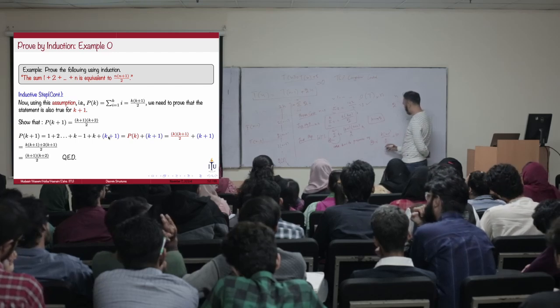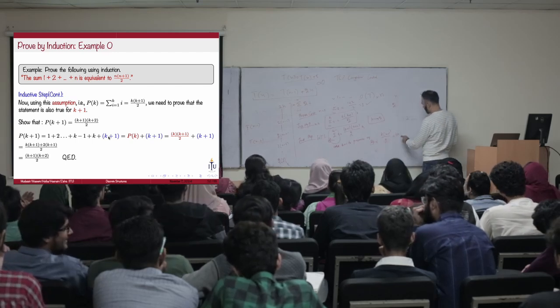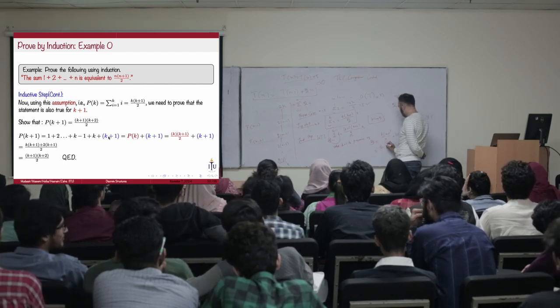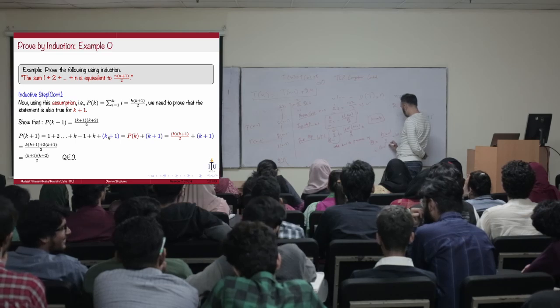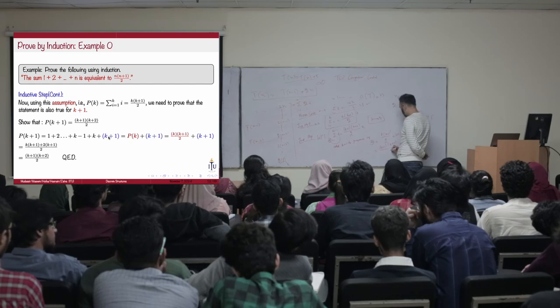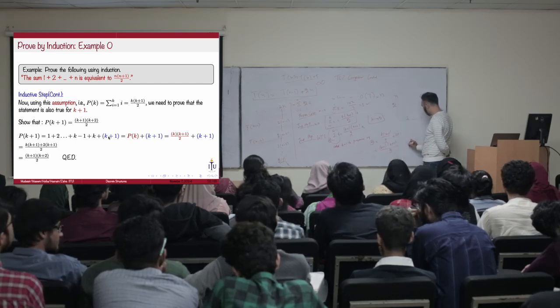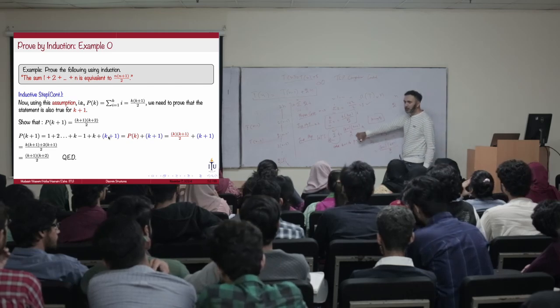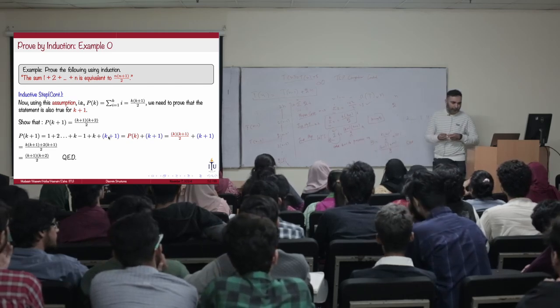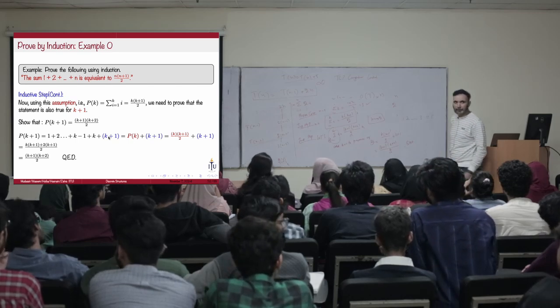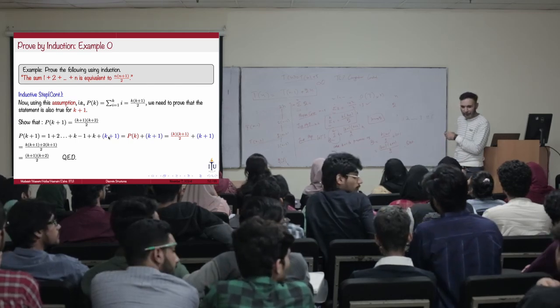Okay, if we take k plus 1 common from this, I would get k plus 1 times k plus 2 over 2, and this is what we wanted. Okay, and this is the conclusion that we were looking for. Can you see this? Yeah.